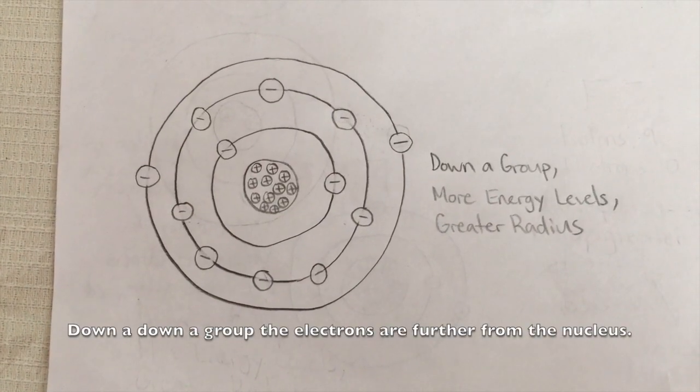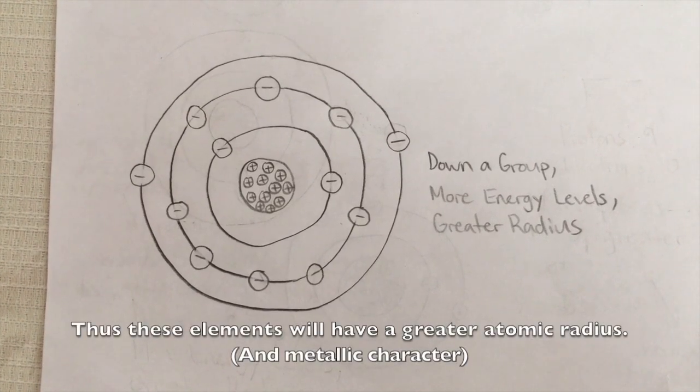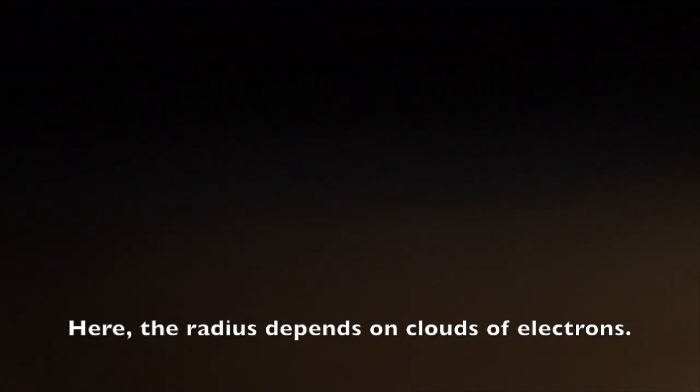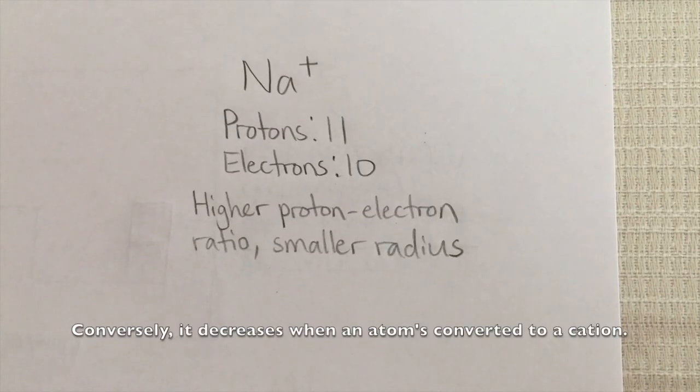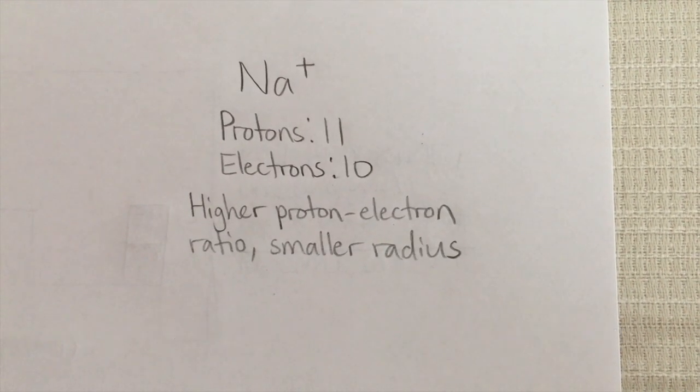Down a group, the electrons are further from the nucleus. Plus, these elements will have a greater atomic radius and metallic character. This trend can also be applied to ions. Here, the radius depends on the number of electrons. An atom's radius increases when it becomes an anion. Conversely, it decreases when atoms convert to cations.